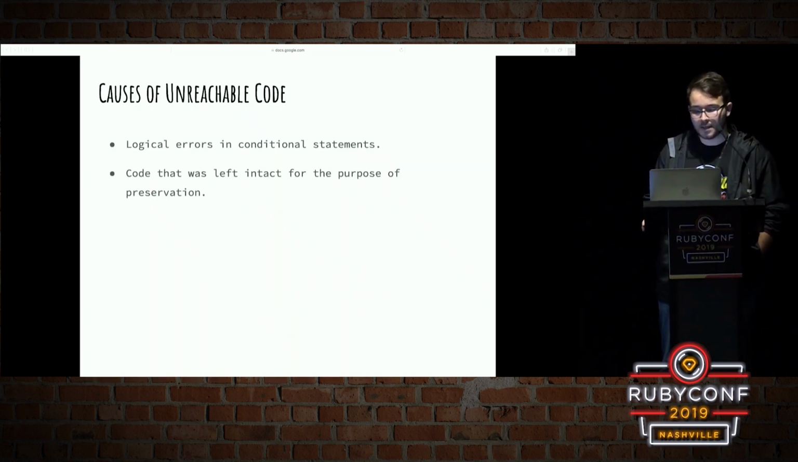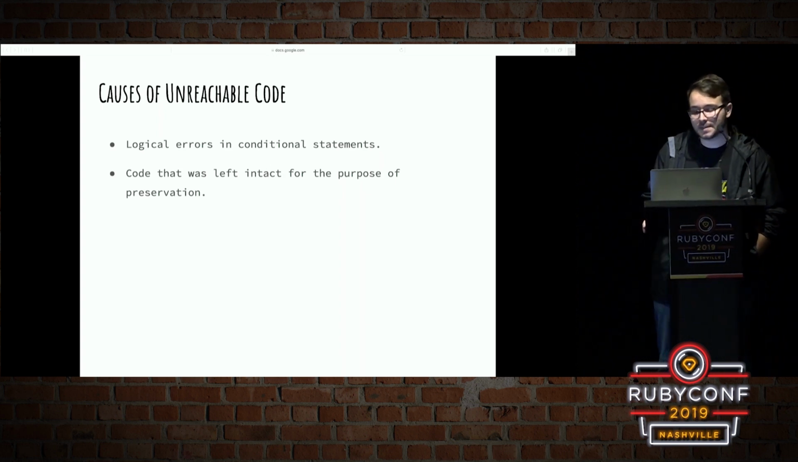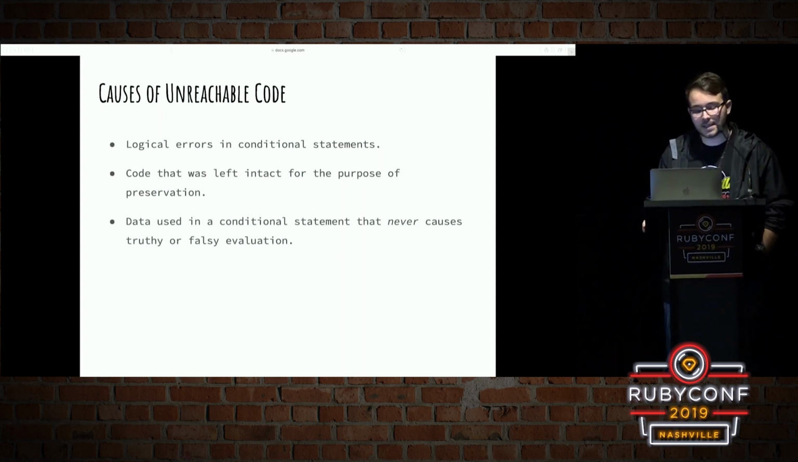So another case is code that was left intact for the purpose of preservation. If you have some code that's unreachable but has been left around just for documentation purposes, this is probably not very useful. Git is an awesome tool that works pretty well for that. Data used in a conditional statement that never causes a true or false evaluation.